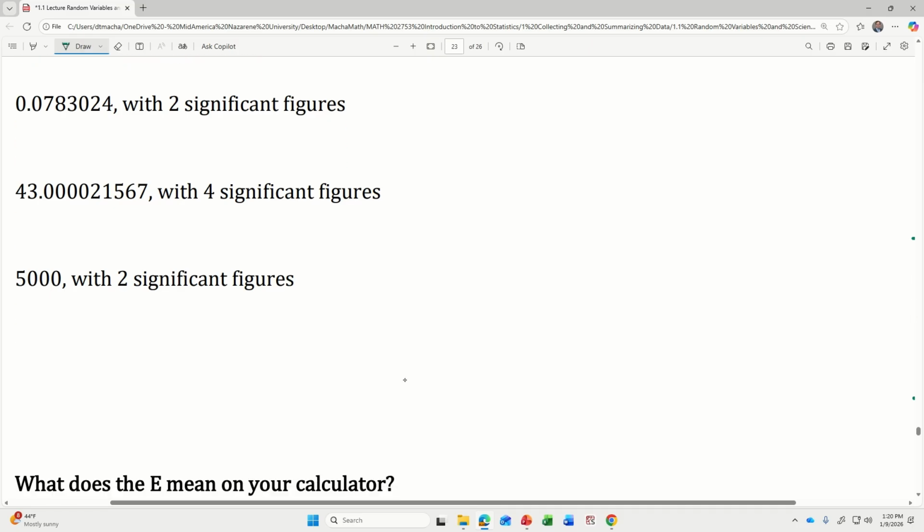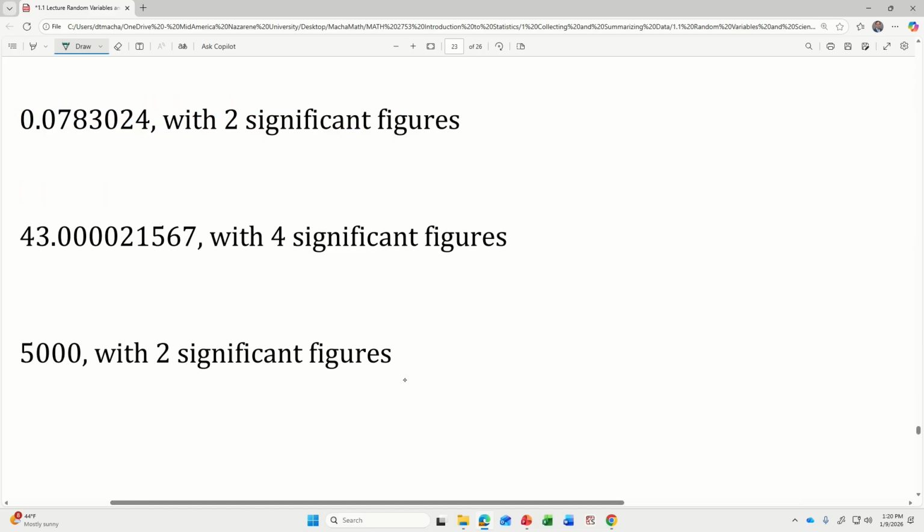Let's do this one. 0.07833024 with 2 significant figures. It'd be 0.078 times 10 to the power of negative 2. No, it wouldn't. No, 7.8. Then it'd be negative 2. Yep. 7.8 times 10 to the negative 2. So the 3 rounds down. We got to move the decimal 2 places over. Okay.